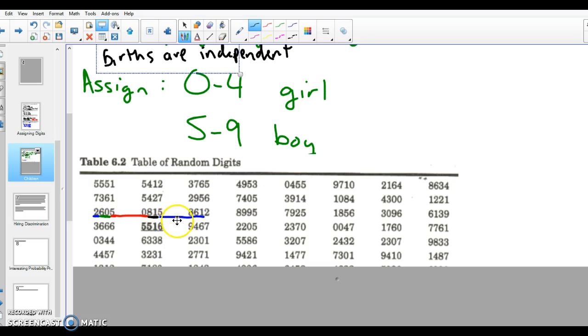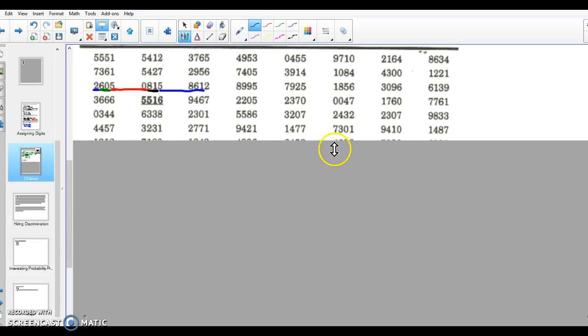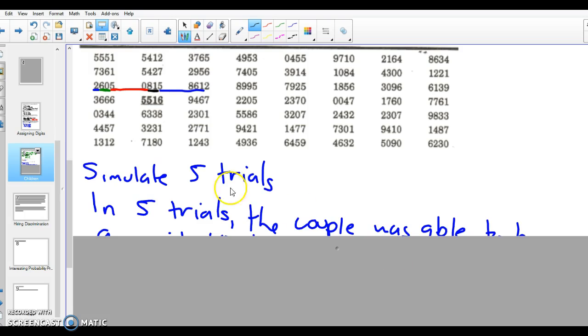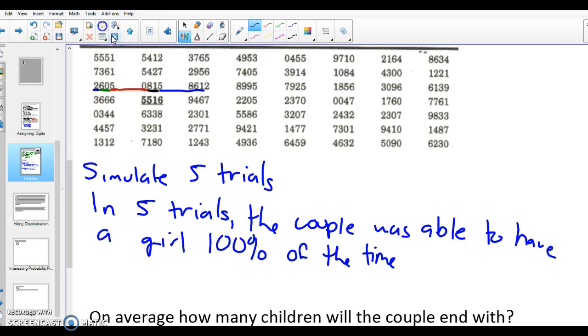In this last case, I ended up having all 4 children. I did end up having a girl in that trial as well. You could also have one, if I kept going, where I would have 4 numbers in a row that were all between 5 and 9, representing the couple not having a girl in that case.